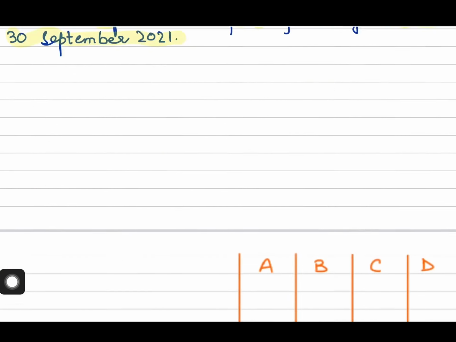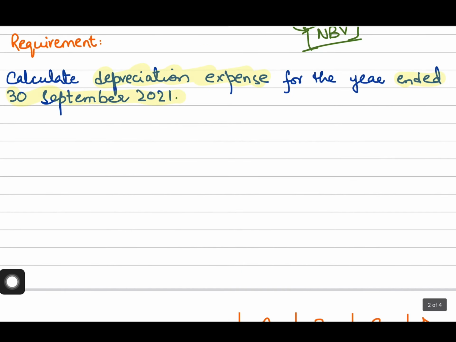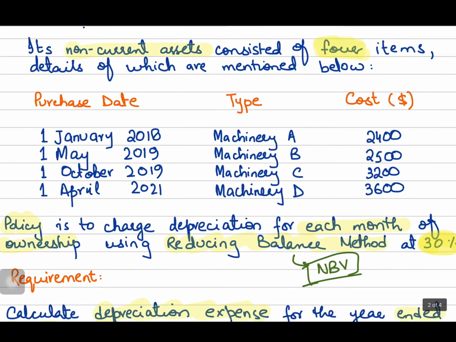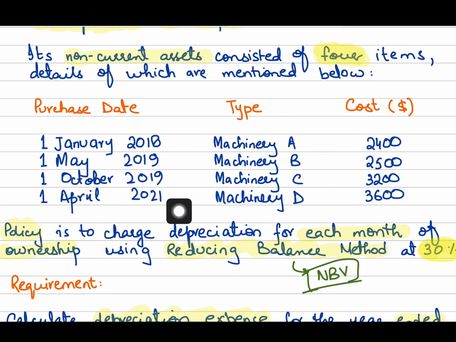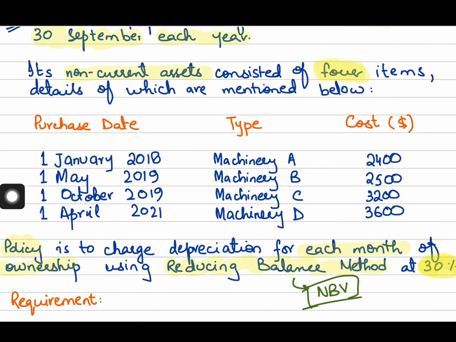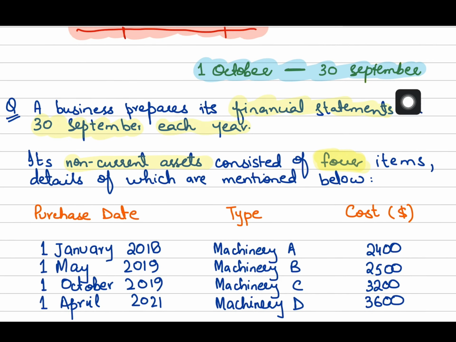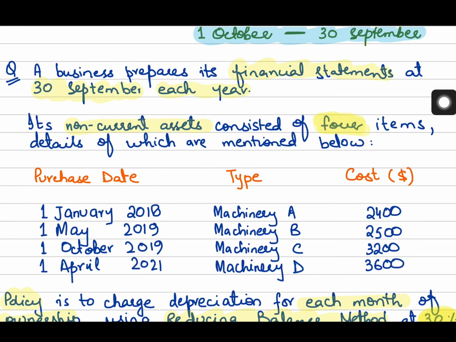Now before moving towards the calculations, let's first establish the timeline so that it gets easier for us to charge depreciation on all of these assets. We know that all of these are not purchased in the same year. These are being purchased in different years, so we have to first establish the timeline like this, so that we know for how many months we'll be charging depreciation on all of these assets.